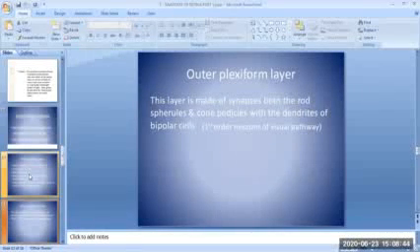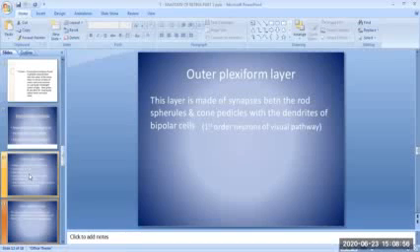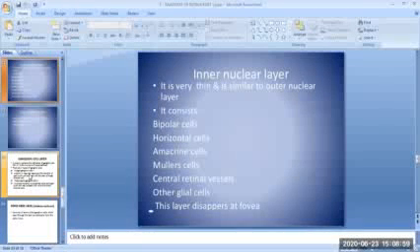The next layer, the fifth layer, is the outer plexiform layer. This layer is made of synapses between the rod spherules and cone pedicles with the dendrites of bipolar cells. Bipolar cells are the first order neurons of the visual pathway. The sixth layer is the inner nuclear layer. It is very thin and is similar to the outer nuclear layer. It consists of various types of cells like bipolar cells, horizontal cells, amacrine cells, Mueller cells, central retinal vessels, and glial cells, and this layer disappears at the fovea.